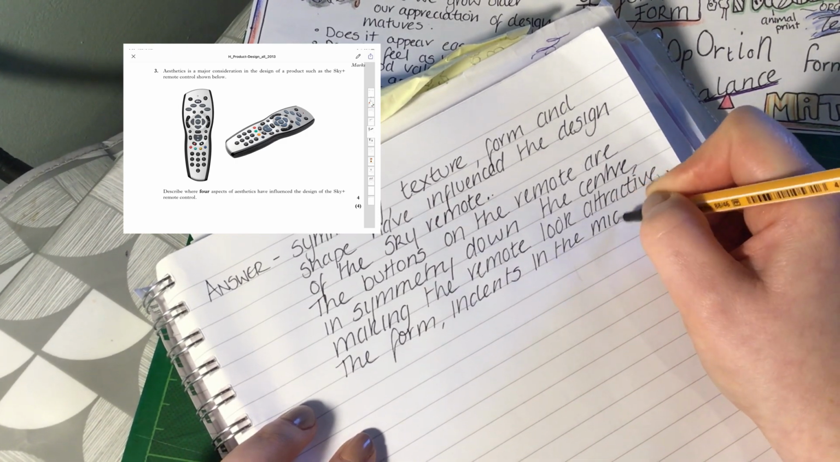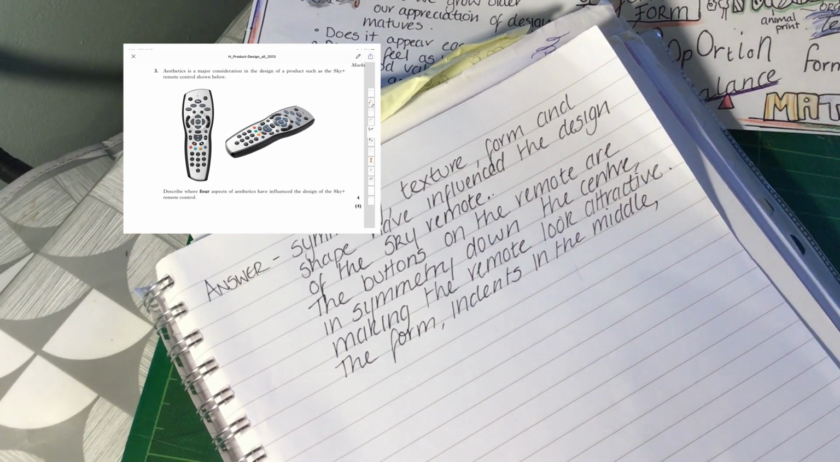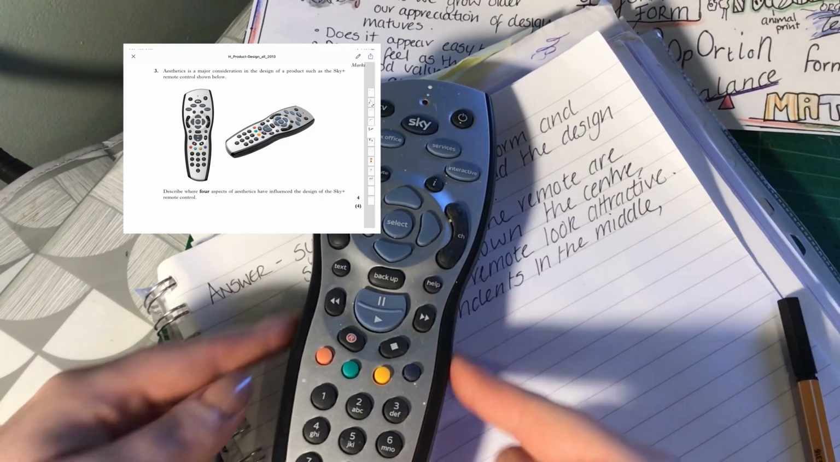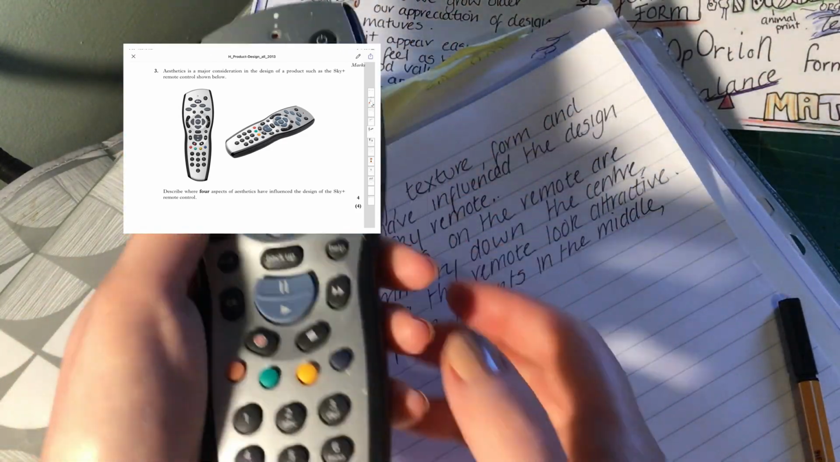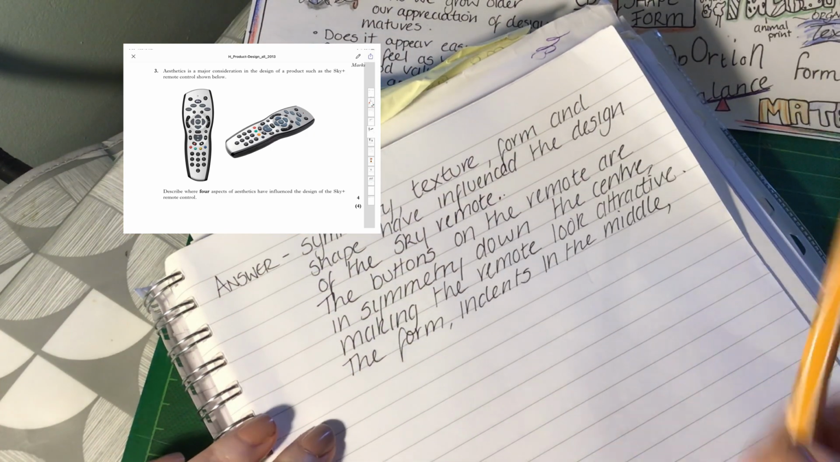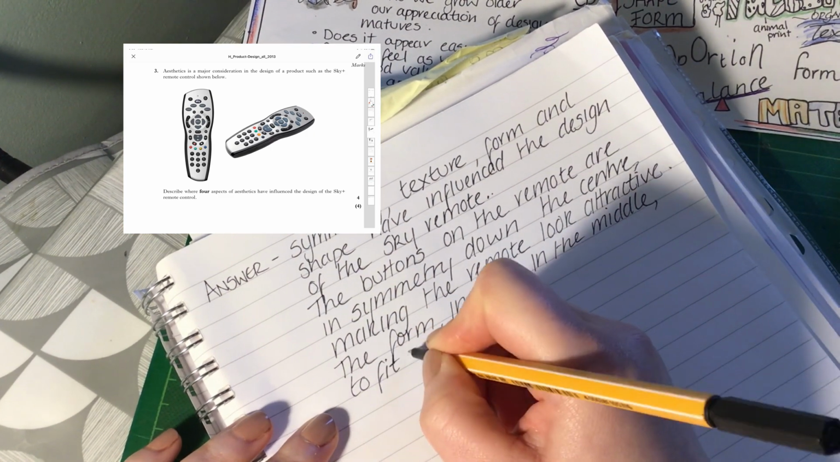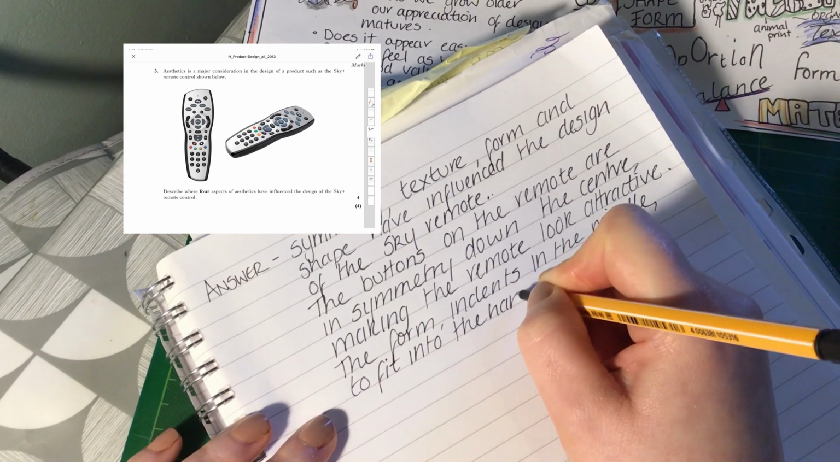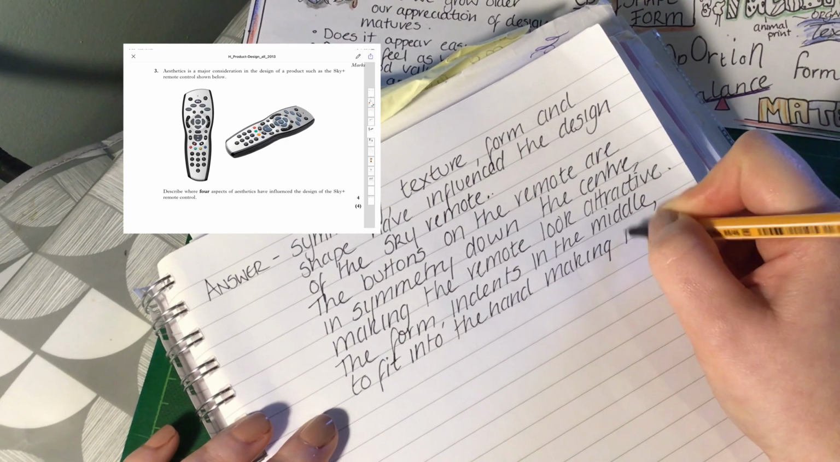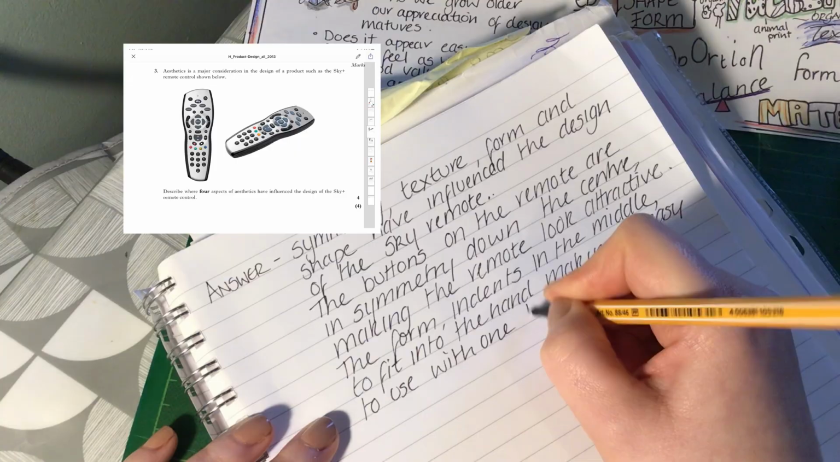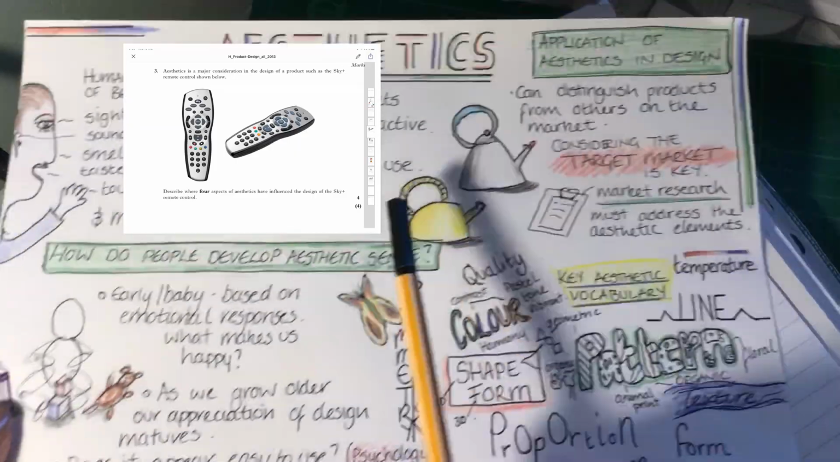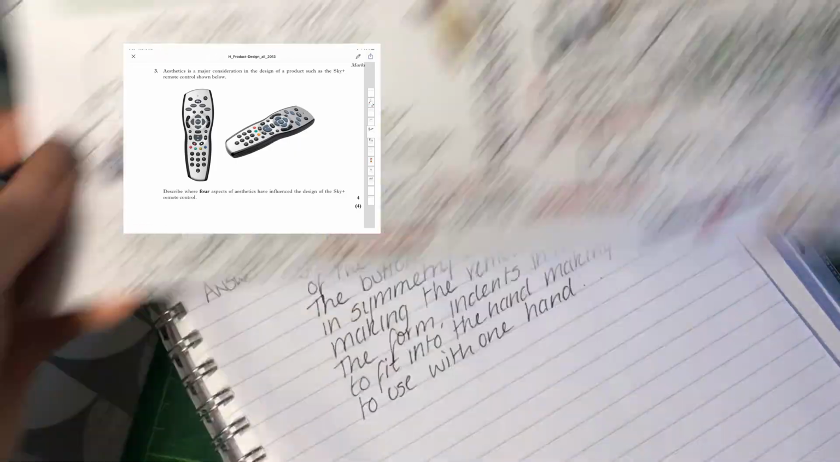The next part I'm going to mention is the form. And by this, what I mean is the little indents in the middle. Remember, when we talk about form, we talk about the 3D shape. So those little indents make it look like it's going to fit in my hand better and is therefore going to be easier to use. So my first point was about it being attractive, and my next one is about how the aesthetics are making this easier for me to use.